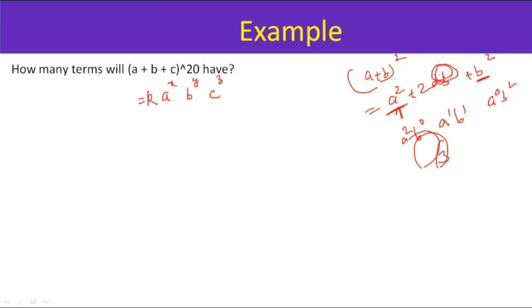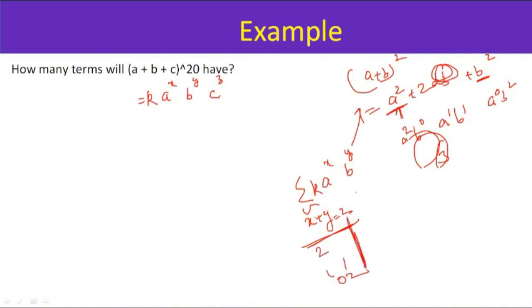So the sum is 2. Which means, if I consider the power of A as X and the power of B as Y, and put some K here and take the summation such that X plus Y is equal to 2, this will give me all the general terms. So here it was X plus Y equals 2. This could be 2, 0, this can be 1, 1, this can be 0, 2. In total, there are 3 ways, hence there were 3 terms.